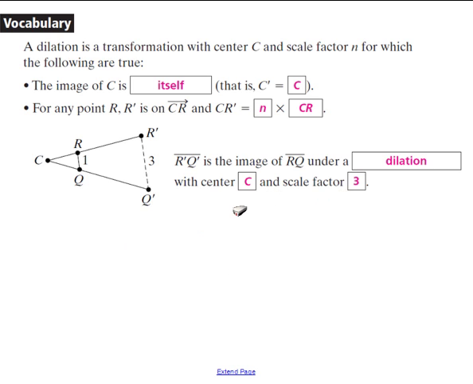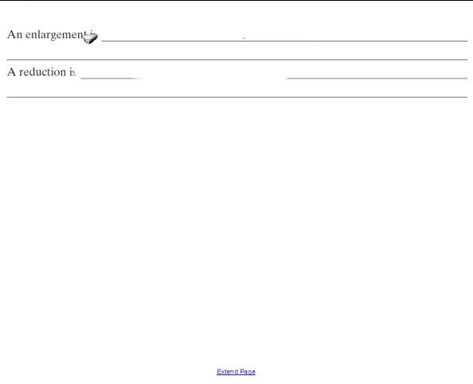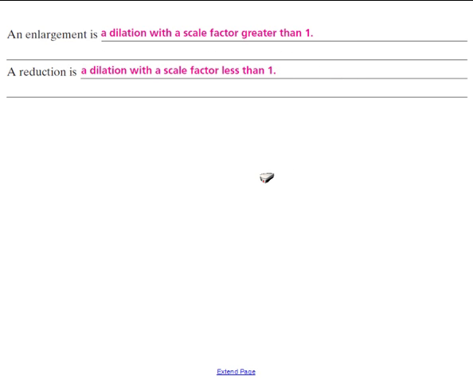This is called a dilation, but we would call this an enlargement, right? So an enlargement is a dilation with a scale factor of greater than 1. Our scale factor was 3 in that example before. It got larger, so that is an enlargement. A reduction then is going to be something that has a scale factor of less than 1 but greater than 0. We don't really do negatives when it comes to dilation, only positive numbers. But anything between 0 and 1 is going to be a reduction.